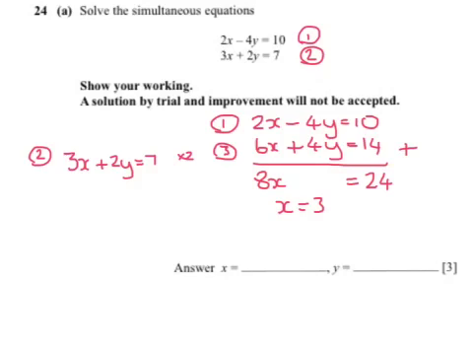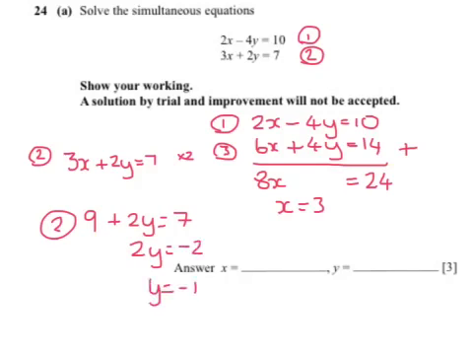Now we still need to find y, so you replace or substitute the x value into any one of your equations. I'm going to take equation 2 and say that instead of 3x, that is 3 times 3, which is 9, plus 2y equals 7. That means that 2y is equal to minus 2, and y must equal minus 1. So our answer is x equals 3, y equals minus 1.